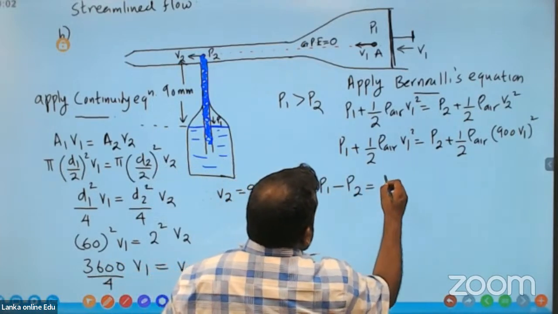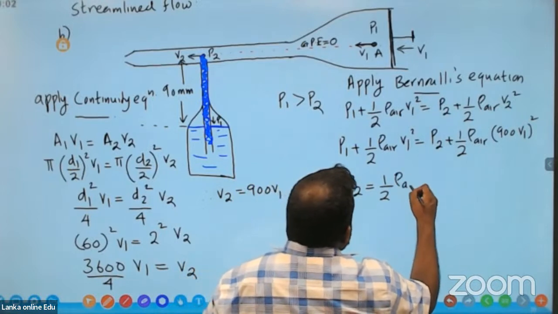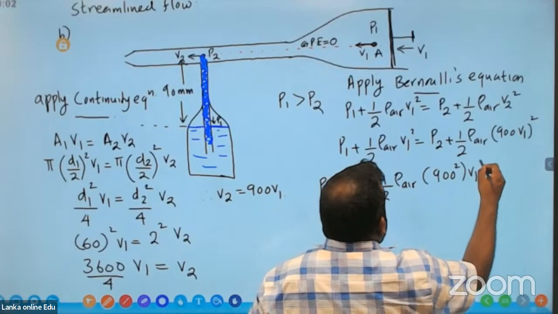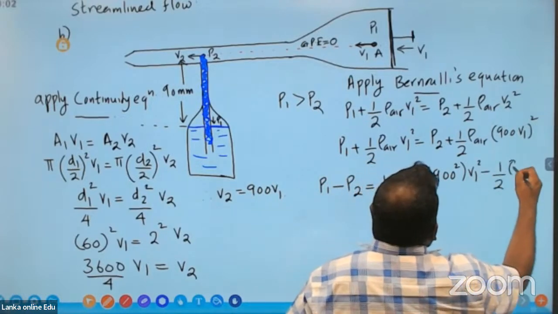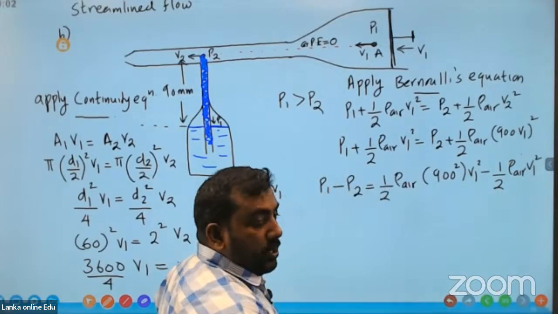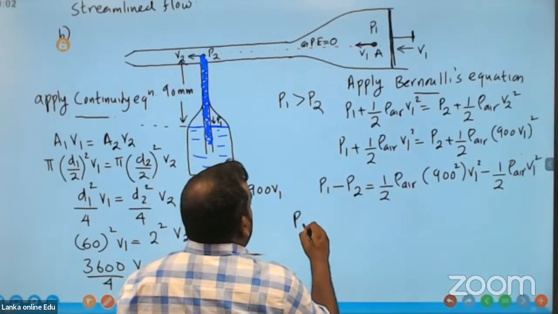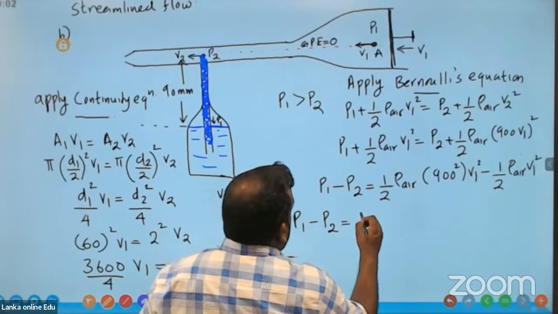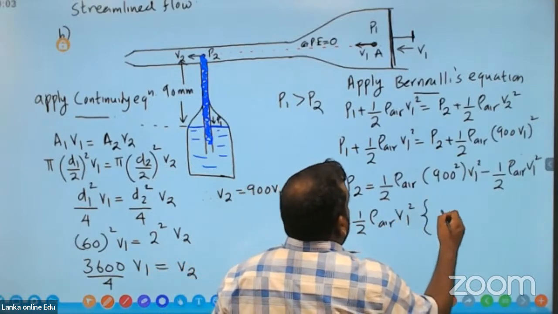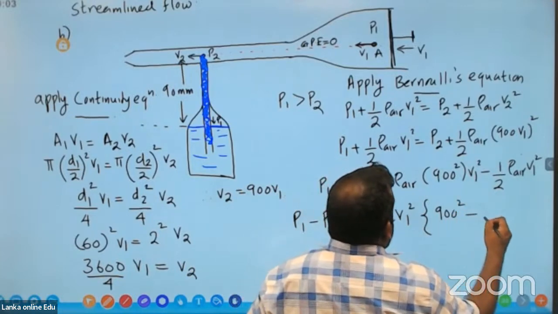P1 minus P2 equals half density of air V1 squared times 900 squared, minus half density of air V1 squared. Common terms, take it out. P1 minus P2 equals half density of air V1 squared times (900 squared minus 1).